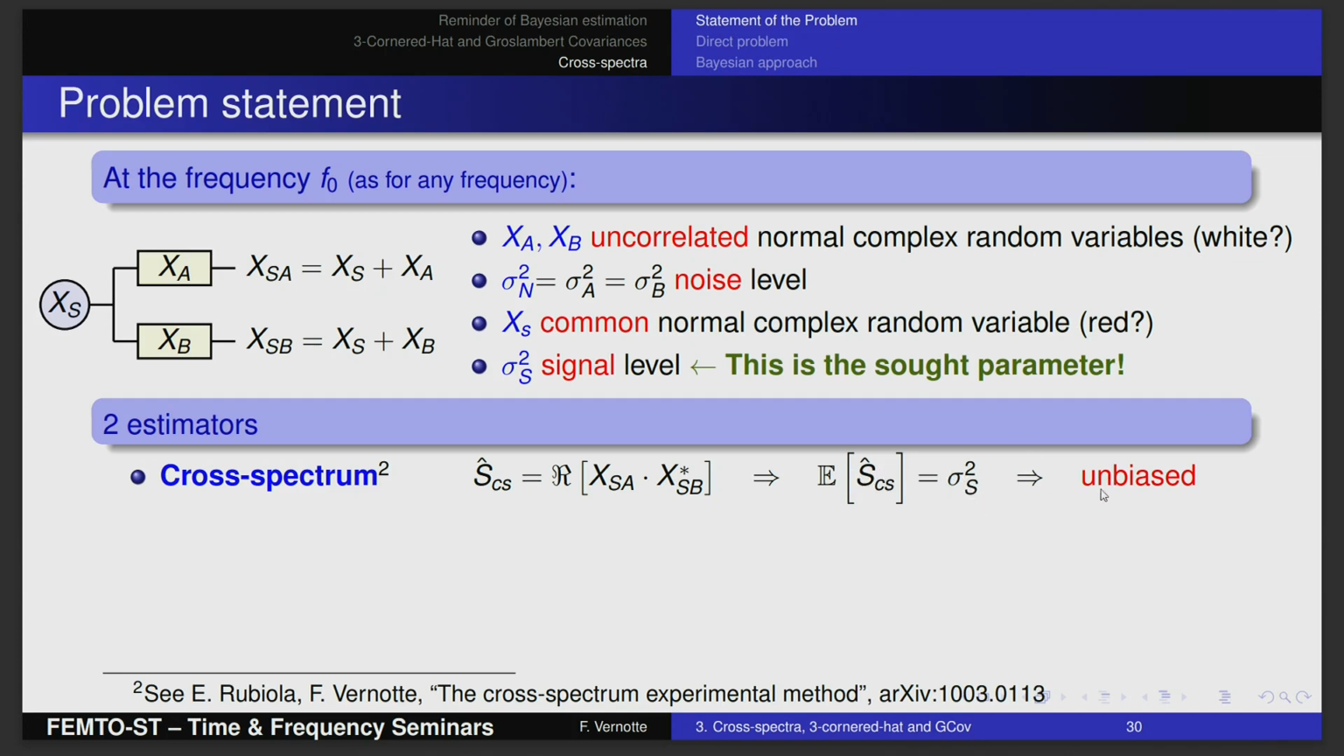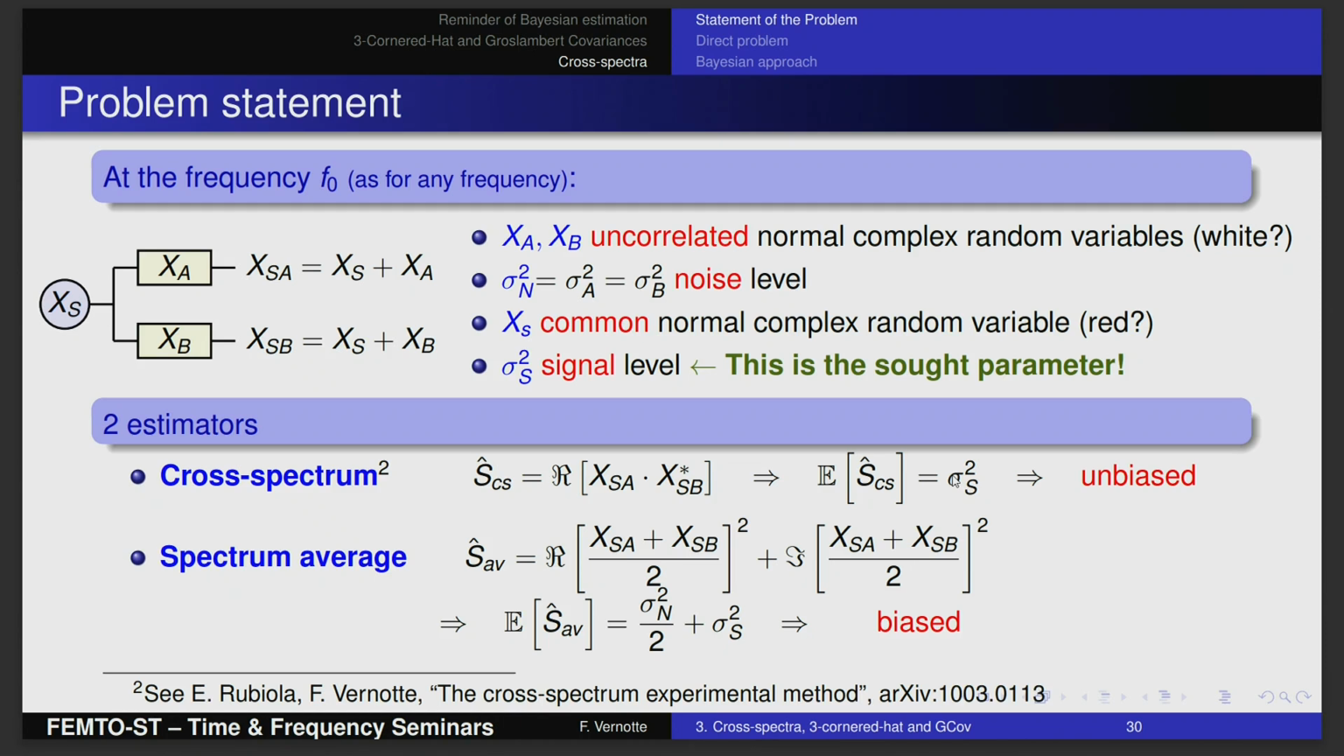And this parameter is unbiased because if you take the mathematical expectation of this quantity, you retrieve the signal level. You can compare that to a spectrum average, which will do only the average of these two quantities. So you take the real part of that, you divide by 2, take the square, and you do that also with the imaginary part.